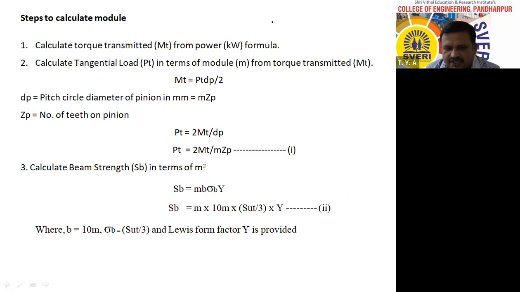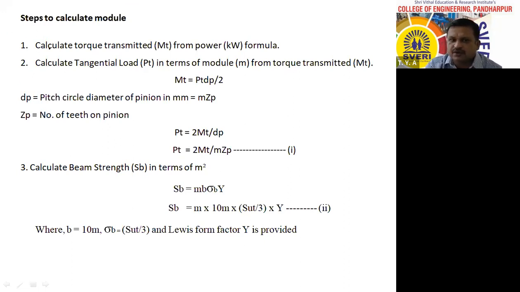Now theory is over. Hereafter we are going to study problems only. Two types of questions will be asked on spur gear design. First is to determine the module, and second is to determine the power transmitted. How to calculate power is very simple. Therefore, to calculate module, write down these steps. According to these steps, we are going to find out the module.